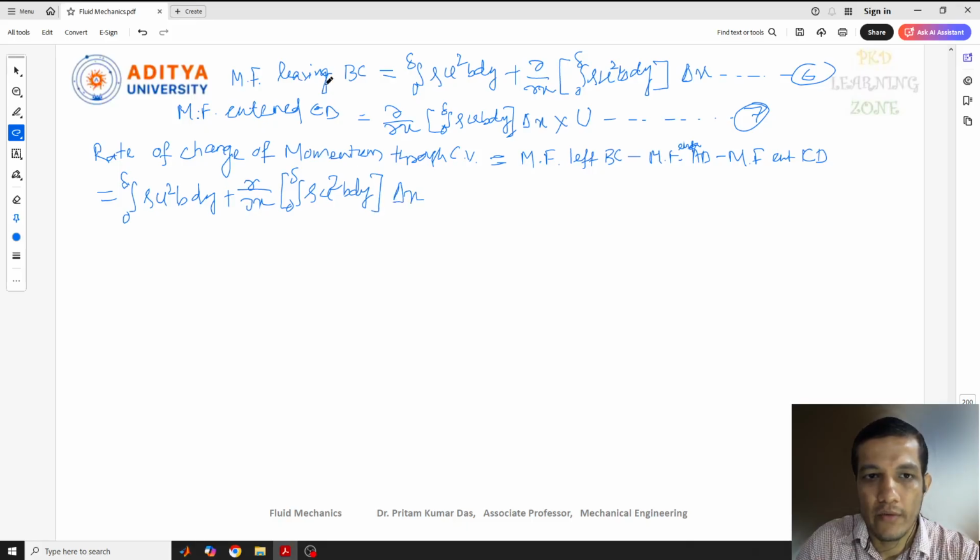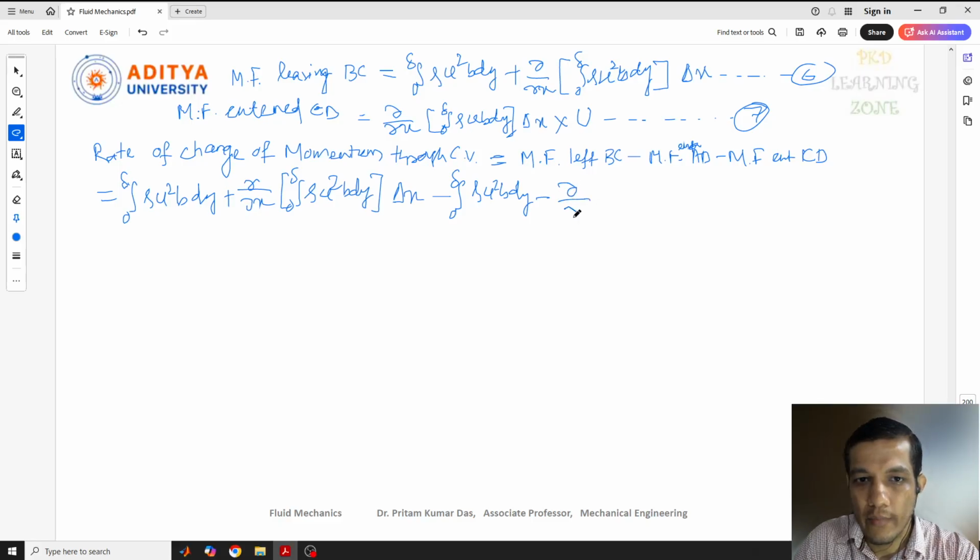This is the momentum flux which is left, equation 6, minus the AD part, which is very simple. You can write only a small equation: 0 to delta rho u square b dy. And minus the CD part, which is del by del x bracket start 0 to delta rho u b dy, and this whole is multiplied by del x into capital U. So capital U can be taken inside also, no issue.